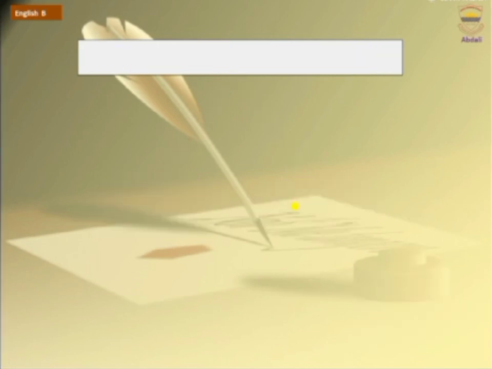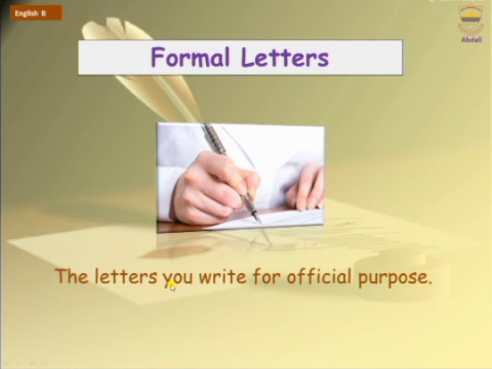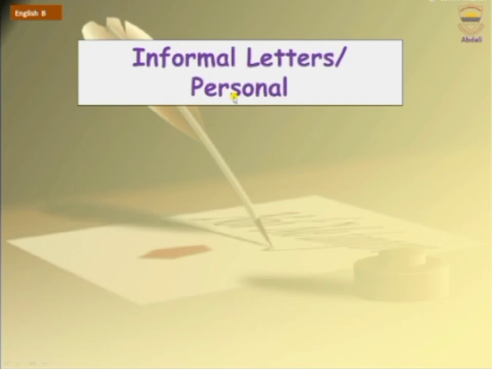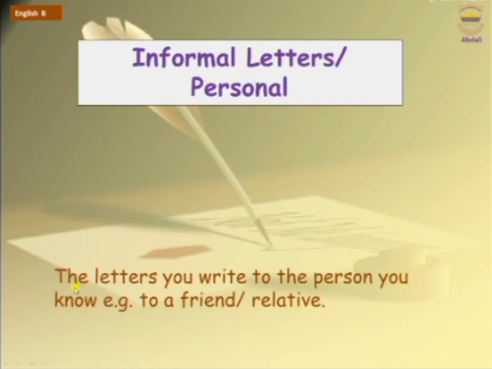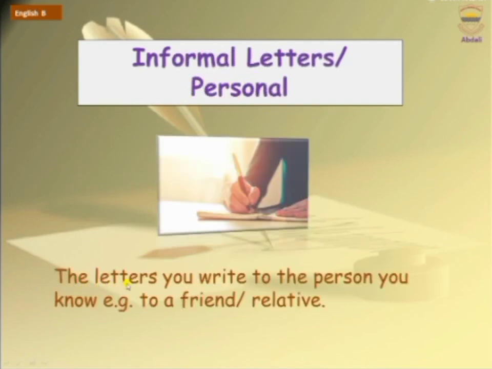Let's start with explaining formal letters. The letters you write for official purposes are called formal letters. Informal or personal letters: the letter you write to a person you know, for example, to a friend or a relative for personal reasons, are known as informal or personal letters.